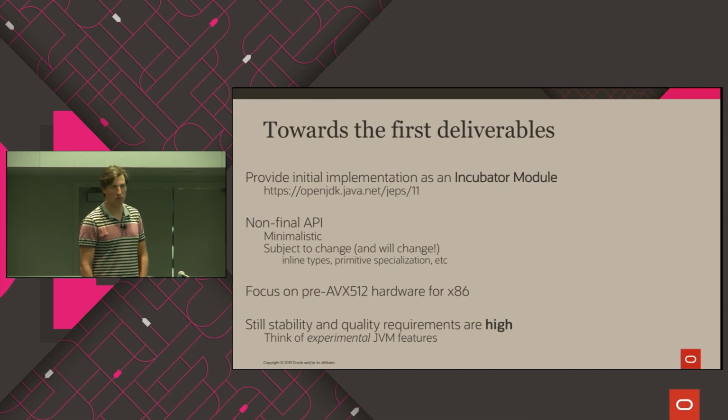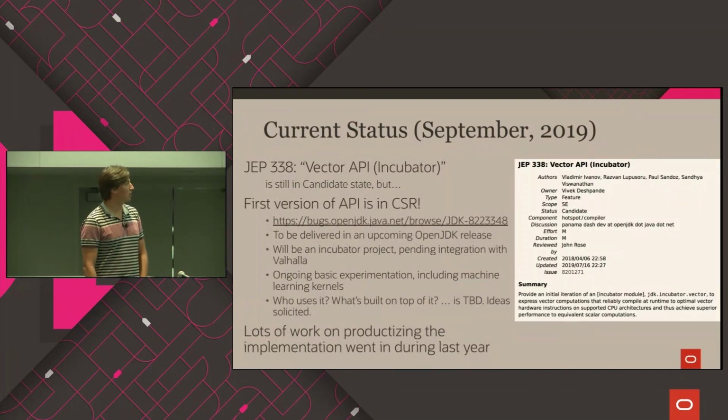On implementation level, the focus is on pre-AVX512 hardware. AVX512 is supported, but the implementation is not the most optimal one. And even if it's an incubator module, the stability and quality requirements are high. Think of an experimental JVM feature as an example of the quality requirement. As of now, there is a gap between the candidate state and the API. During the past year, there was a major rewrite of the API. Kishore covered that, like lane-wise and all that stuff. It went in just half a year ago, so it's under official review.